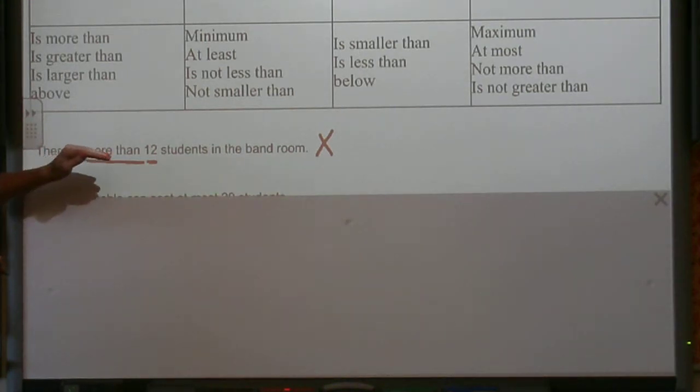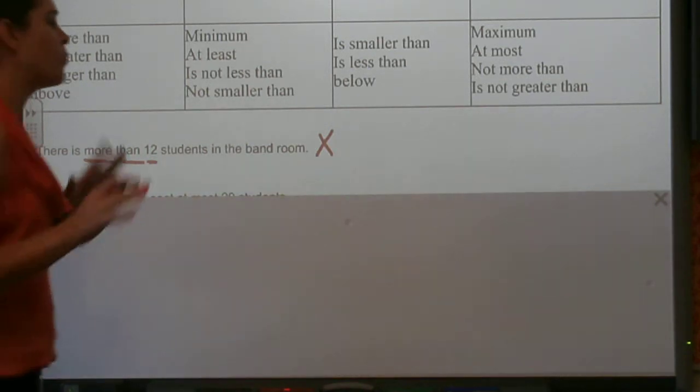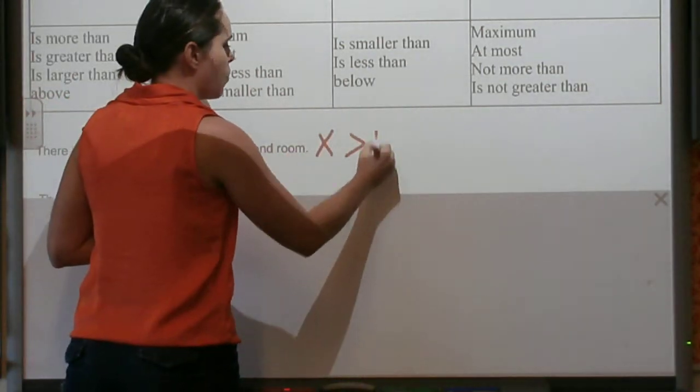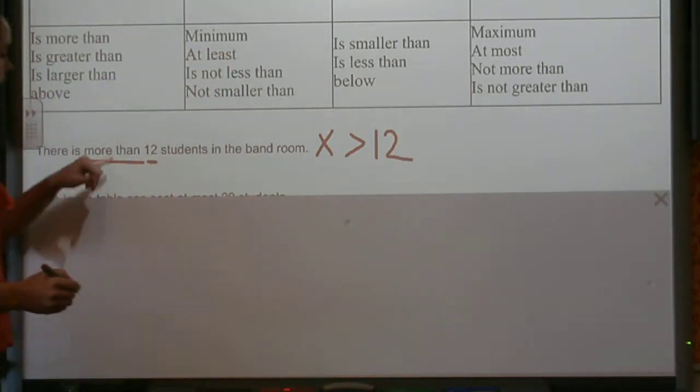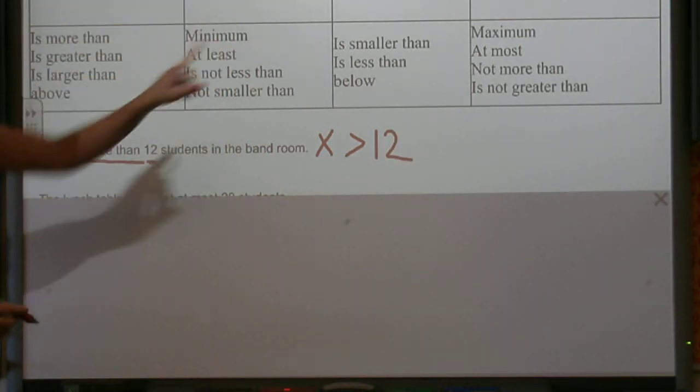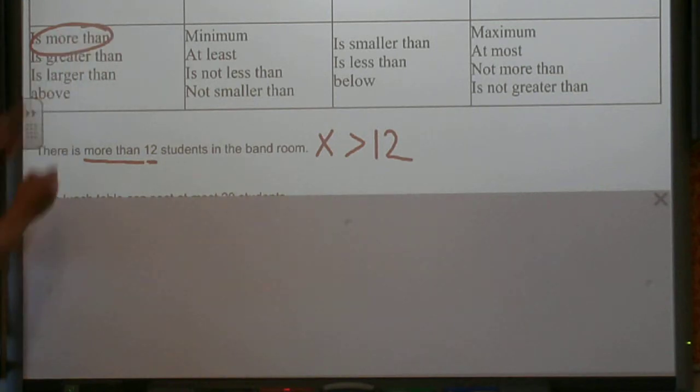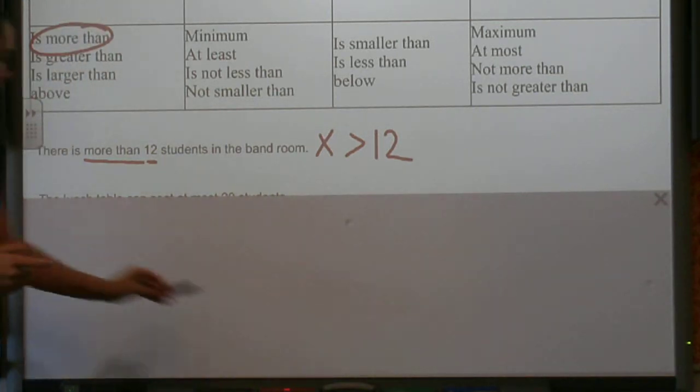Now it says that there's more than 12, which means we don't know how many there are, but we do know that there is more than 12. And the more than, if I look in my chart, I see that the more than is with the greater than symbol.